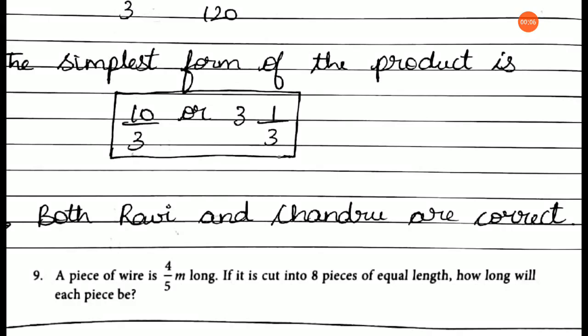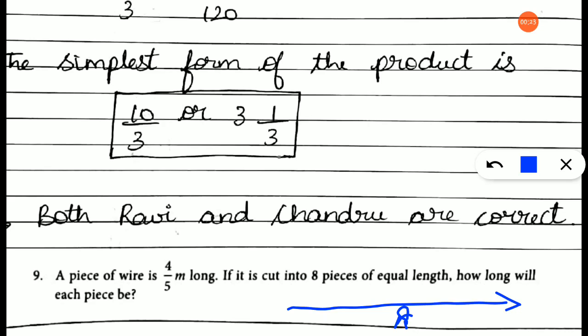If it is cut into 8 pieces of equal length, how long will each piece be? Okay, what is the question? There is a wire and the length of the wire is given, and you're going to cut it into 8 pieces. Now just imagine there is this wire and it is 8 meter long. If you're cutting it into 8 equal pieces, what will be the answer? Directly you will say this 8 divided by 8, so each piece will be 1 meter, right?